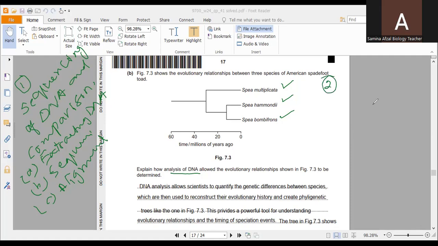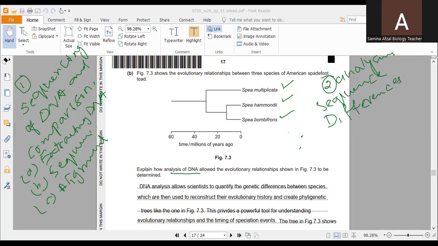The second part is analyzing sequence differences. Sometimes when we write on screen, some problems can occur. So the second step is analyzing sequence differences.